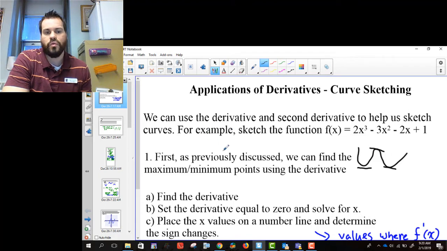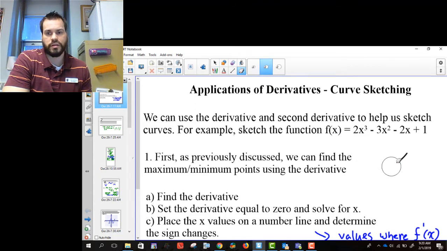If we take the derivative, which is the slope of the tangent line, and figure out where it is 0, that will tell us where the maximums and minimums happen, because that's where the slope of the tangent line is 0. So that's how we use the derivative to find the slope of the tangent. We can also use the second derivative to help us find other information. This is going to help us draw curves that otherwise might not be very easy to draw.